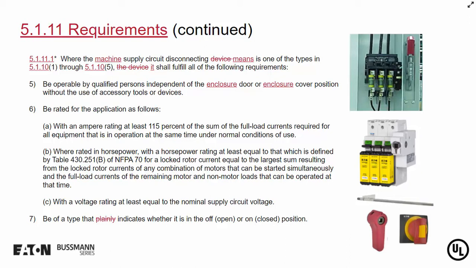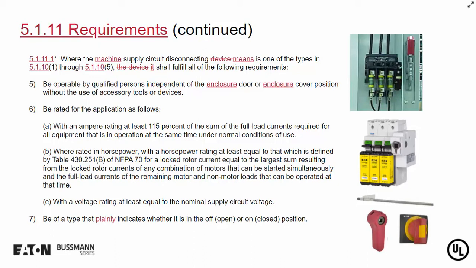So the additional requirements include number 5, be operable by qualified persons independent of the enclosure door or enclosure cover position without the use of accessory tools or devices. So again, if I have a rotary style, I'm going to need something that allows me to operate that. Often with a rotary style, you have the rotary version of our CCP shown there in the middle.